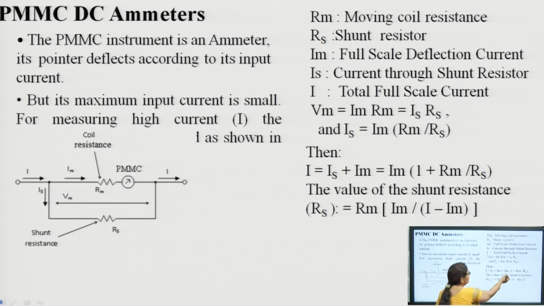Substituting the value of Is, Im Rm by Rs, we get I is equal to Im into 1 plus Rm by Rs. By solving this equation we find the value of Rs: Rs is equal to Rm Im by I minus Im. Here I minus Im is Is, so Rs is equal to Rm into Im by Is.